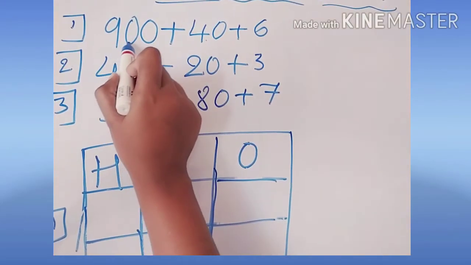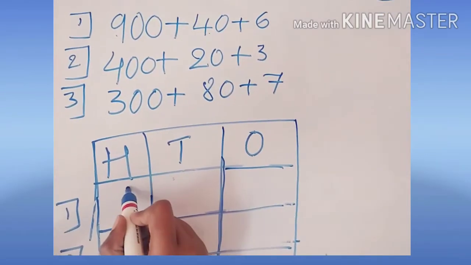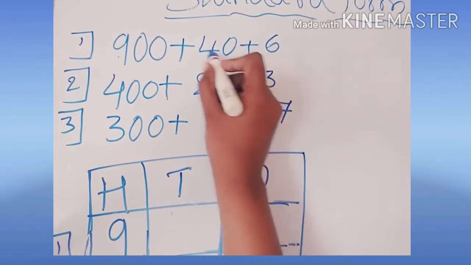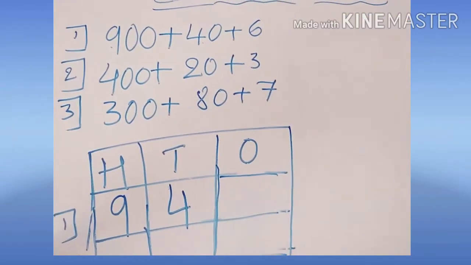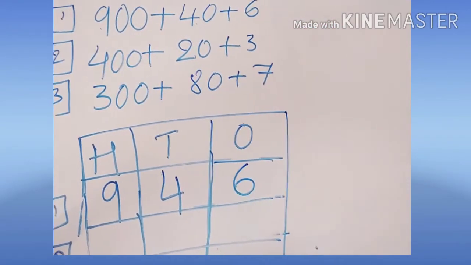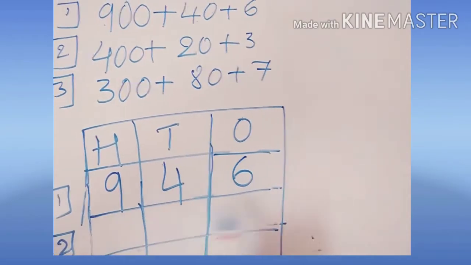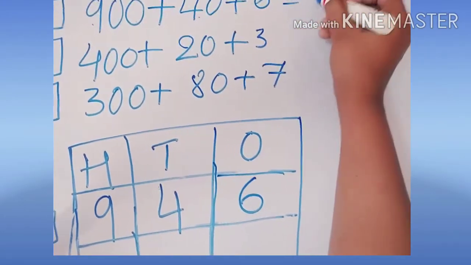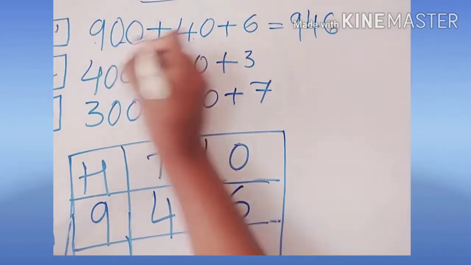How many hundreds are here? 900. So I will write here 9 on 100 place. Then how many tens are here? 40 means 4 tens. So I will write here 4 on 10's place. Here how many ones? 6. So I will write here 6 on ones place. Dear students, what is the standard form of this number? 946. This is the standard form of this number.